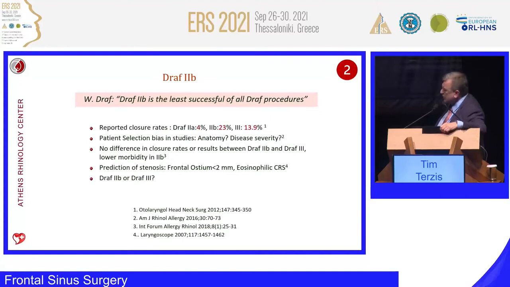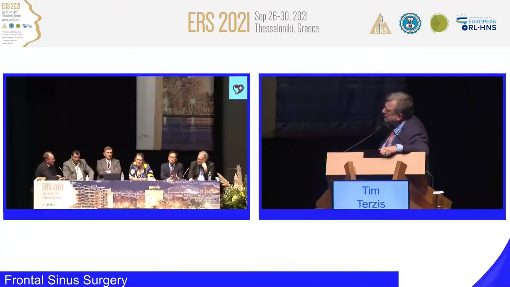But then we have this paper from Stanford, which actually found lower morbidity in 2B and similar results between Draf 3 and 2B. And this is an older paper, number 4, from the Adelaide group, stating the prediction markers of stenosis: small ostium and severe disease. So, generally speaking, do you favor 2B or do you go straight to Draf 3? Wytske?